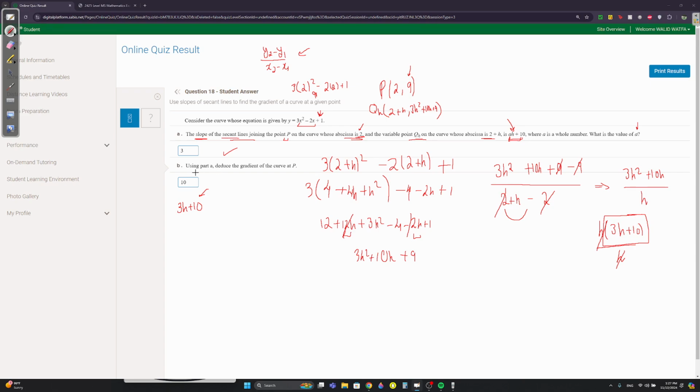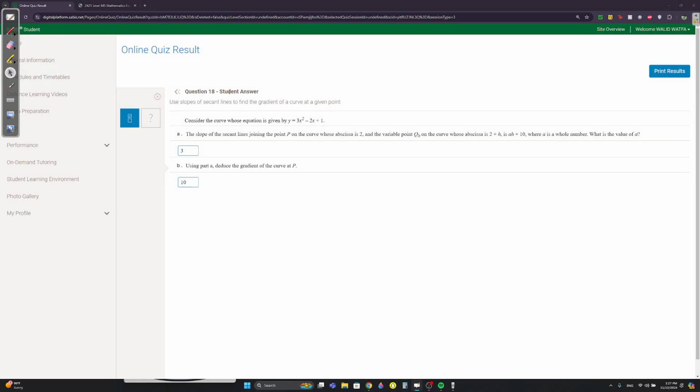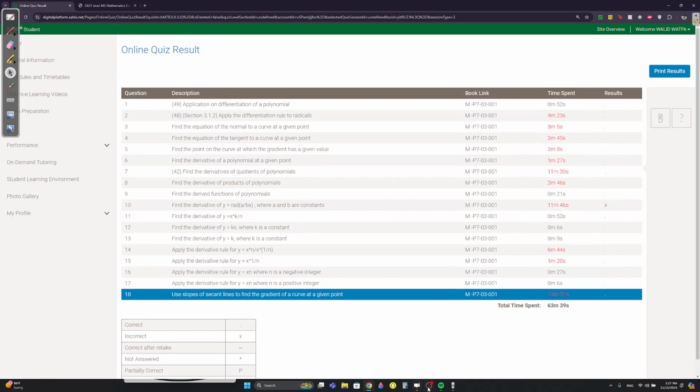Basically, she skipped that part and went directly to the next part here. She said using part A, deduce the gradient of the curve at P. The gradient of the curve is as h approaches 0. So as h approaches 0, you get 3 times 0 plus 10, which is 10. When you say as h approaches something, that means you just substitute h with that something. So the gradient is 10. If we see gradient of the curve, it's basically just substituting your variable with 0. Okay, that's it for this quiz. Thank you so much for watching and good luck.